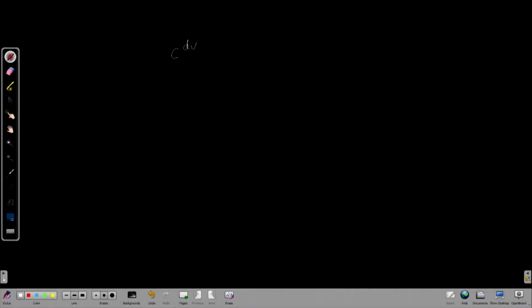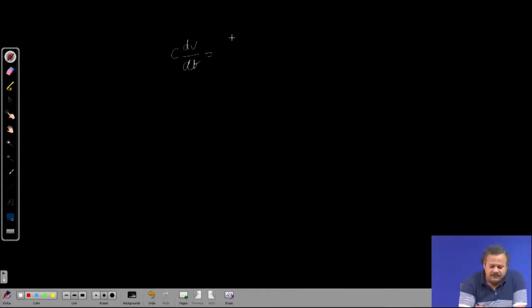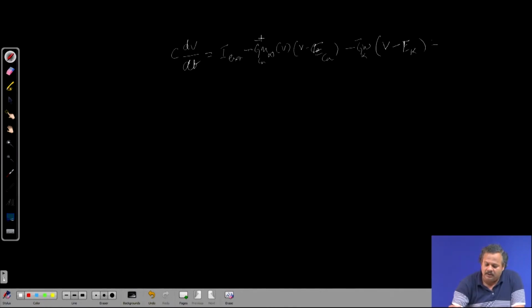As we have introduced the Morris-Lecar equations, if you recall, it is given by C dV/dt equals I external, minus m infinity(V) for the calcium channel times (V minus E calcium), minus W times (V minus E K). This W will have a G K bar, which is the overall conductance, and here there will be a G calcium bar, the overall conductance of the entire neuron, and G leak times (V minus E leak).